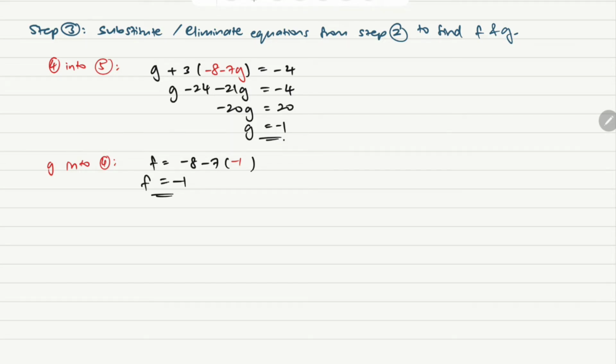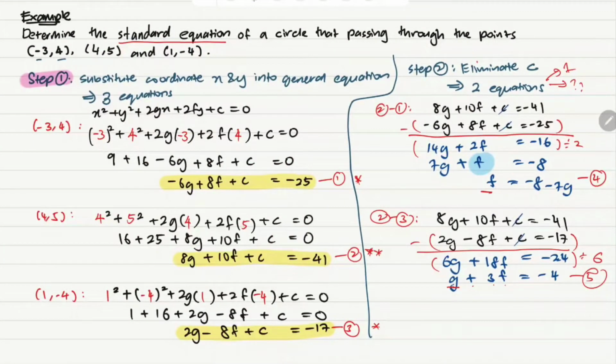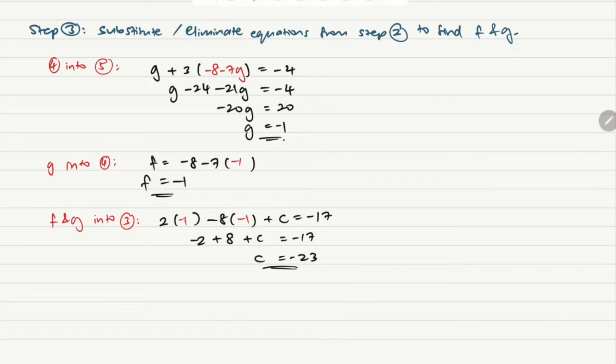Don't forget, we do have another variable that we need to find. It's not just g and f, but it's also c. So how to find the variable c? To find the variable c, which is situated here in the first, second, and third equation, you can simply choose any equation to substitute g and f to find c. So for example, I want to substitute into the third equation. Once we have obtained the value of c, which is -23, what's next?